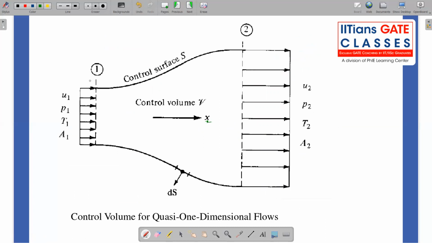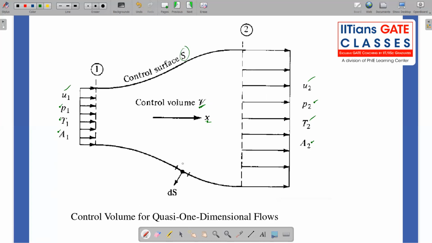So where properties are measured as u1, p1, t1 and area a1. And I have a surface 2 through which a flow is exiting. So in this control surface, if I measure the properties, they are u2, p2, t2 and a2, the area at the exit. So this control volume is denoted with a stylish letter V, and a control surface is denoted with a letter S.